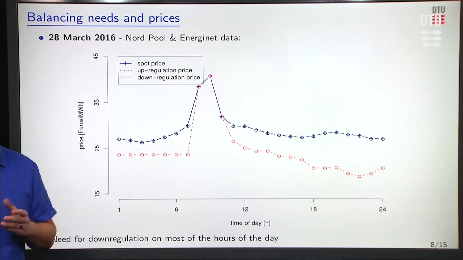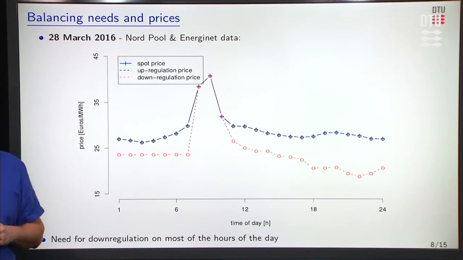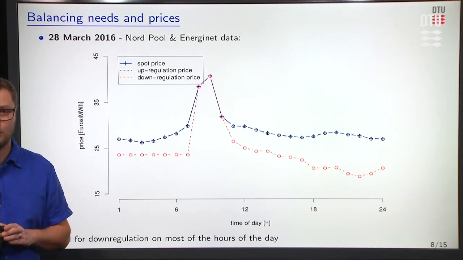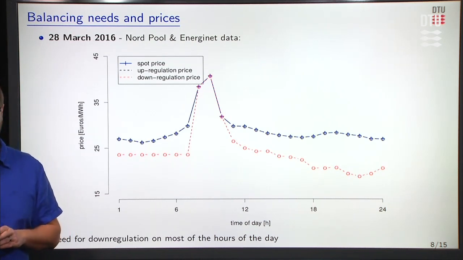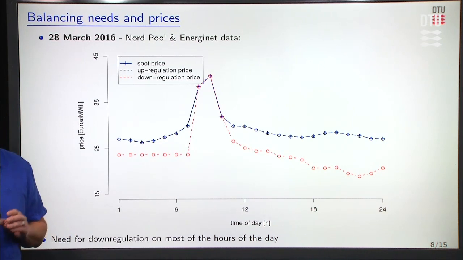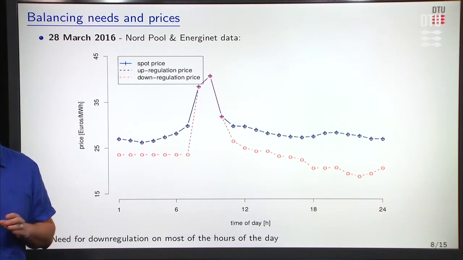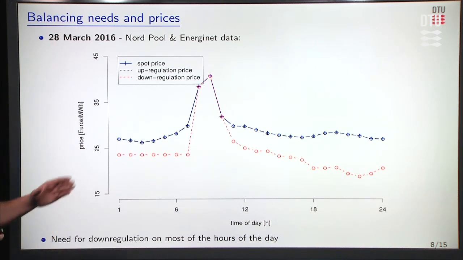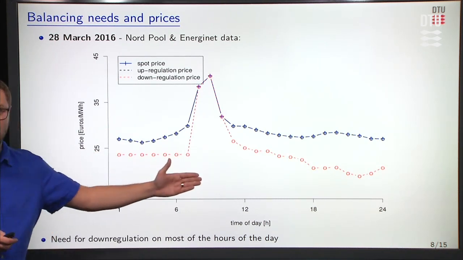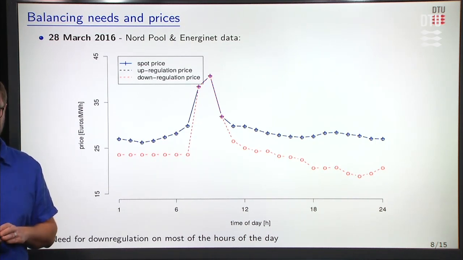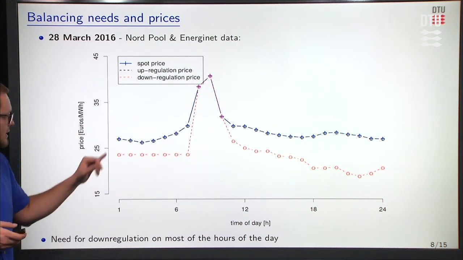For that, we need to look at the balancing needs and the balancing prices. These are available on the website of the system operator and the market operator. So in our case, Nord Pool, the market operator for Scandinavia, and Energinet, which is the system operator for Western Denmark. You have here on this graph, for the 24 market time units, 3 series of prices. The first series of prices is a series we've seen before, the spot price or the day-ahead market price. It's in blue here.